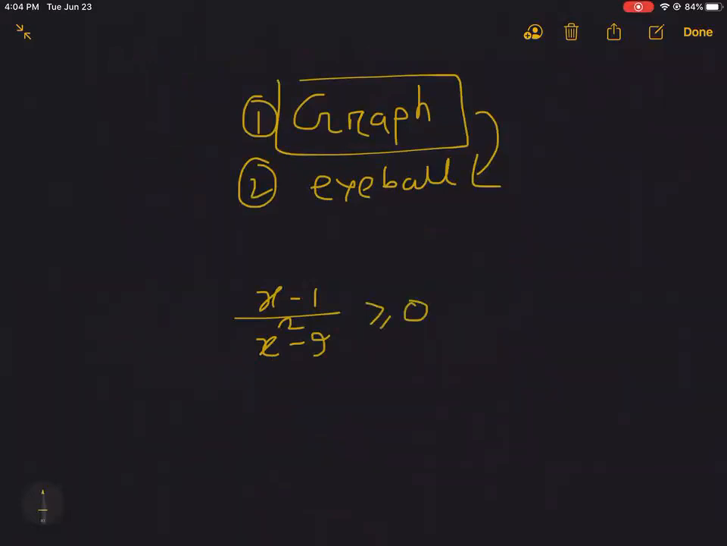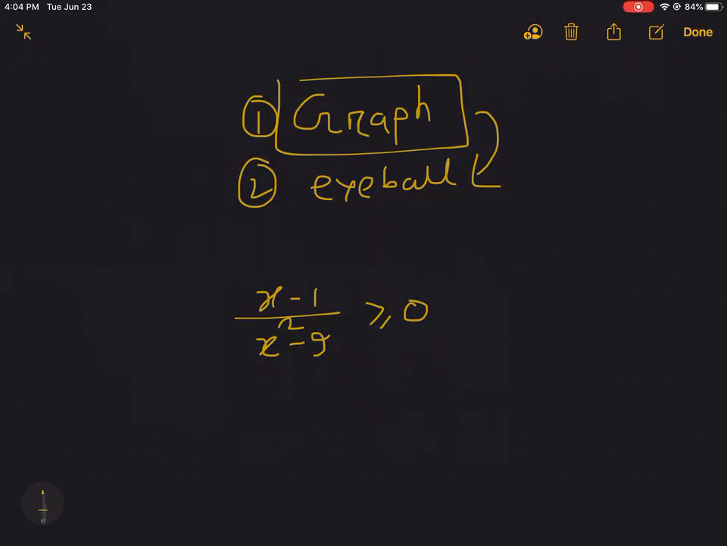Let's say we don't have the graph. We don't want to spend too much time on graphing. We just want to solve it using our algebraic concept. Now what should we do? First of all, we want to see the intervals, right?